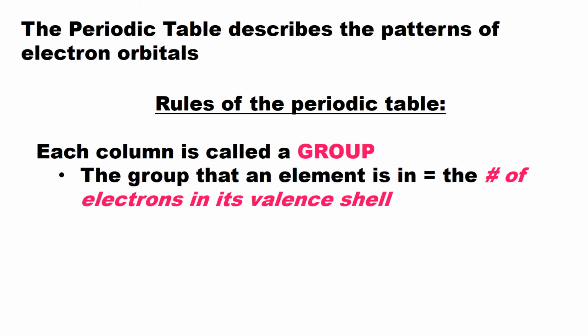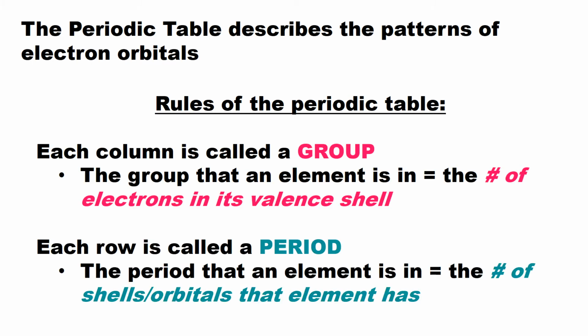Okay, so let's continue talking more about the periodic table. The elements in the periodic table are arranged by the atomic number. The atomic number is the number of electrons that that particular element has. In a neutral element, the atomic number is also equal to the number of protons.